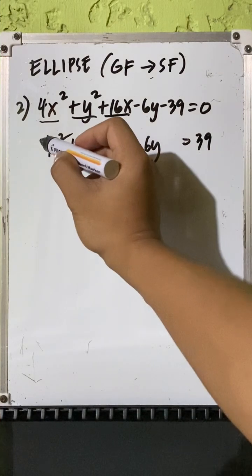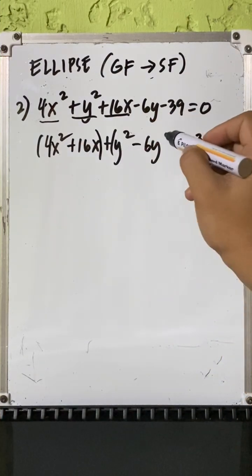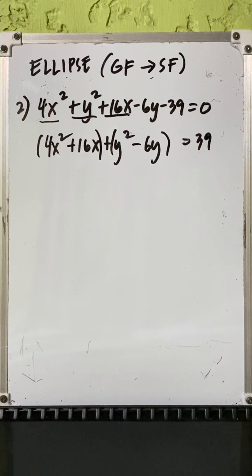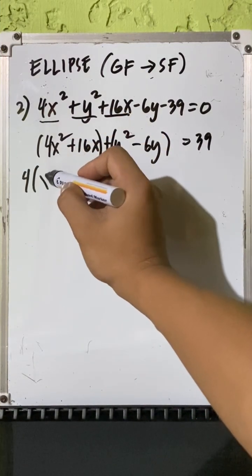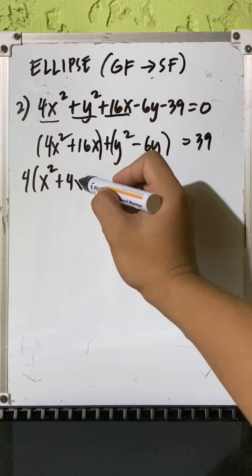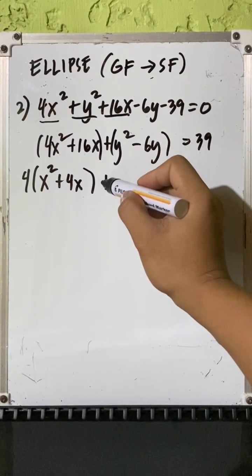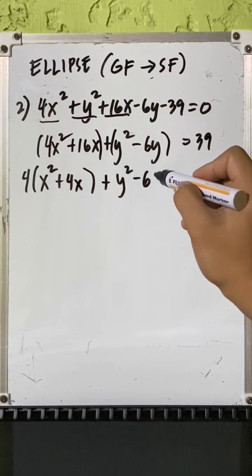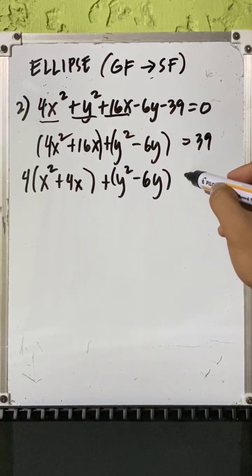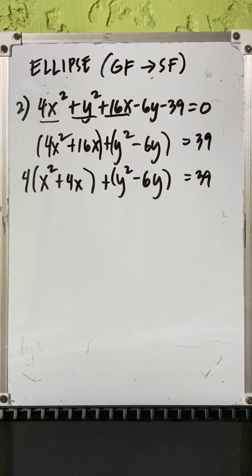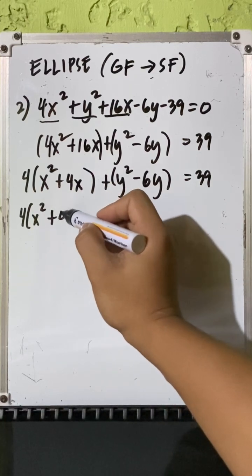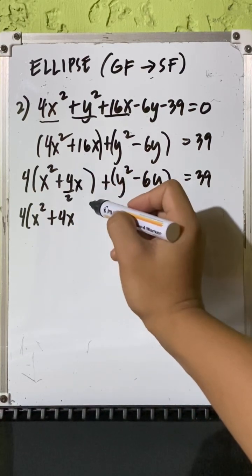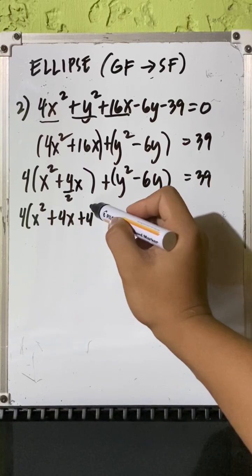Okay, so we need to enclose this by a parenthesis. Next, we need to factor this first. So this will be 4 times x squared plus 4x, plus y squared minus 6y is equal to 39. So we need to make that a perfect square. So this will become 4 times x squared plus 4x. So that is 4 divided by 2. That is 2. 2 times 2 is 4, plus 4.